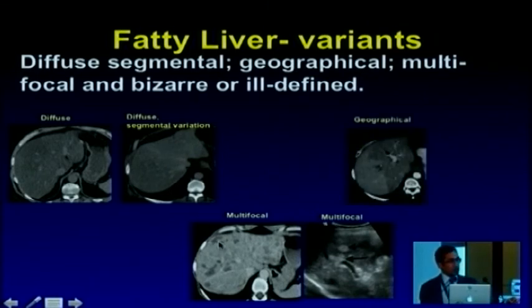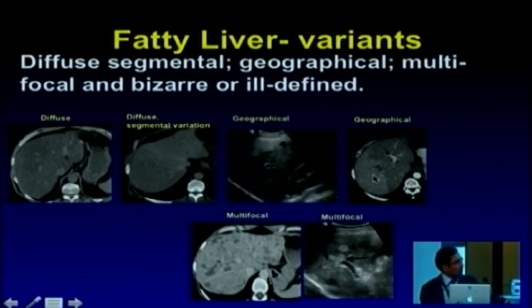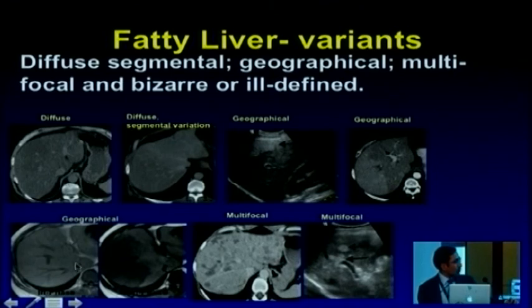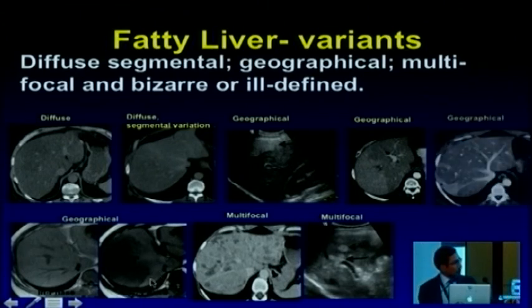It can be geographical. It does not obey any segmental rule, but it can be just geographical. You can see that this part of the liver is very fatty as compared to the other part, the more lateral aspect. It can be seen on ultrasound too. It can also be a variable geographic change. You can see this in phase and opposed phase showing a very irregular fatty change occurring in the right lobe of the liver. And it can have spared areas of liver, that is, normal areas may be present in between the fatty change.